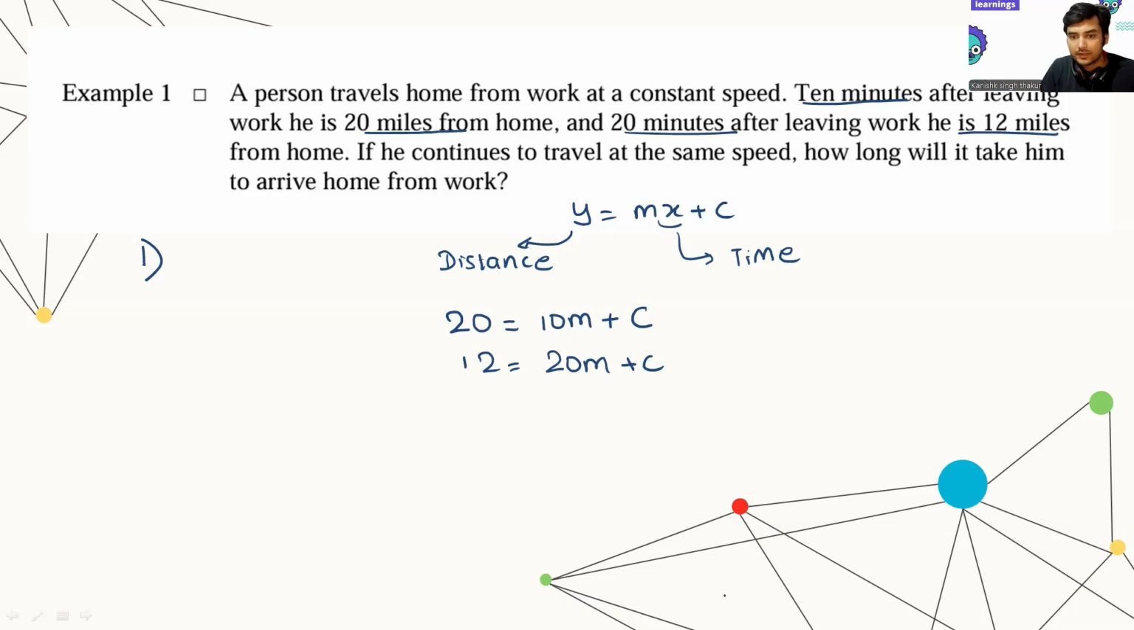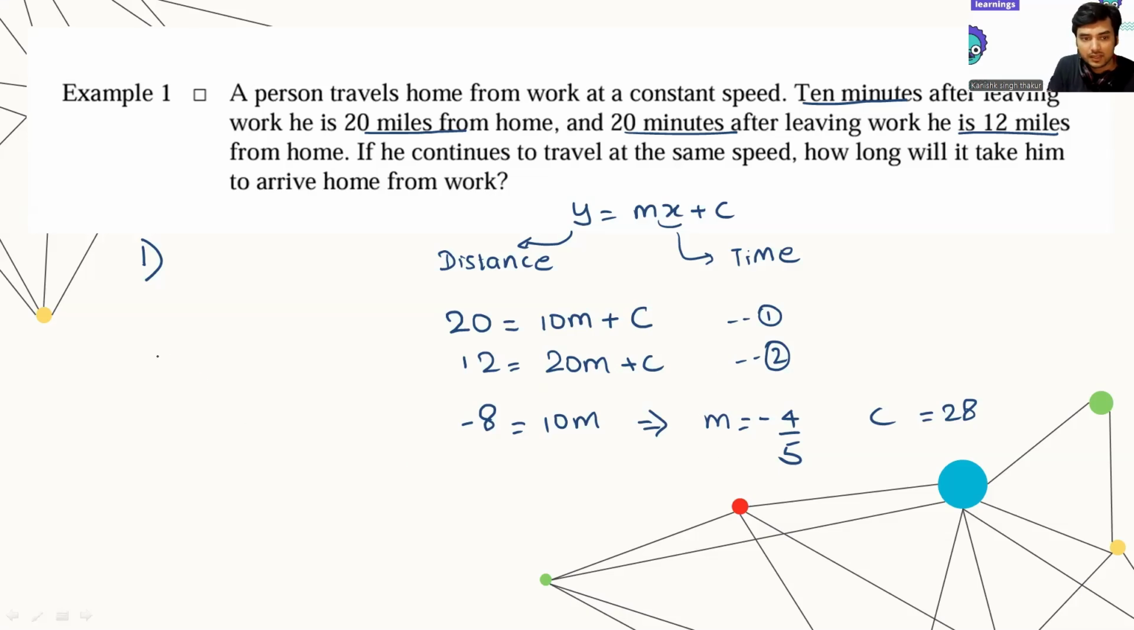So how you'll get this, you just subtract these two equations. This is equation 1. This is equation 2. You can also solve by Desmos only. Directly in one line, you'll get the answer. So you'll here get minus 8 is equal to 10m. So this implies m, you'll get it as minus 4 over 5. You have to solve it for c and you'll get c as 28. So this is what you get. So my equation now becomes y is equal to minus 4 over 5 times x plus 28.